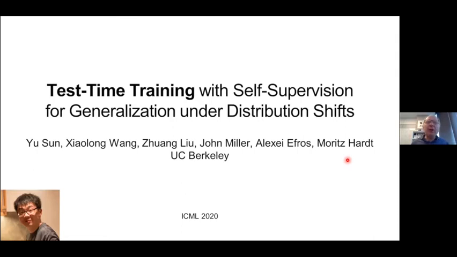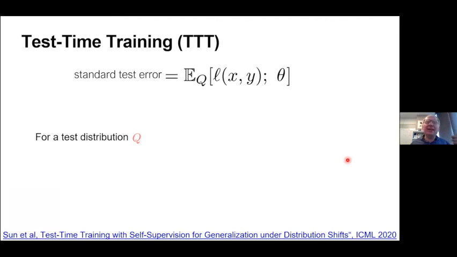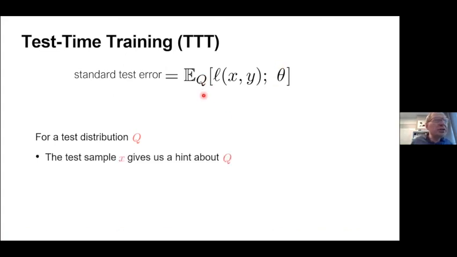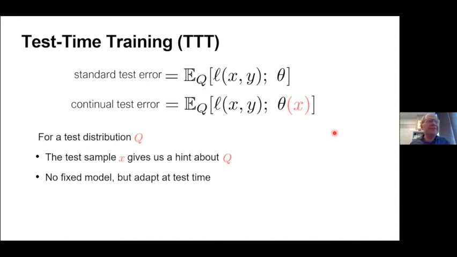And so we have this little work, we call it test time training. The idea here is to use self-supervision as a way to train on the job. If you think about the standard testing error, it's basically the loss function between the output of your classifier and the correct label, given parameters, under your distribution Q. But your new test sample X actually gives you some information about your distribution Q, in case Q might be different from what you trained on, okay?